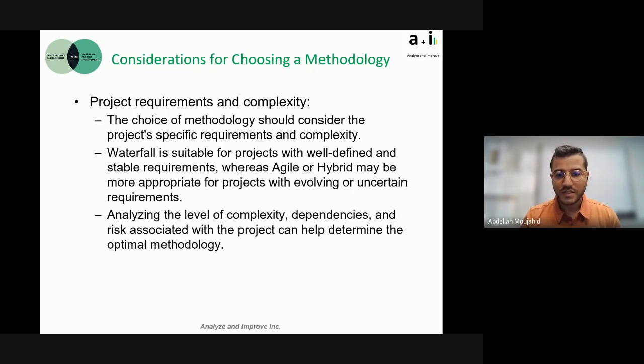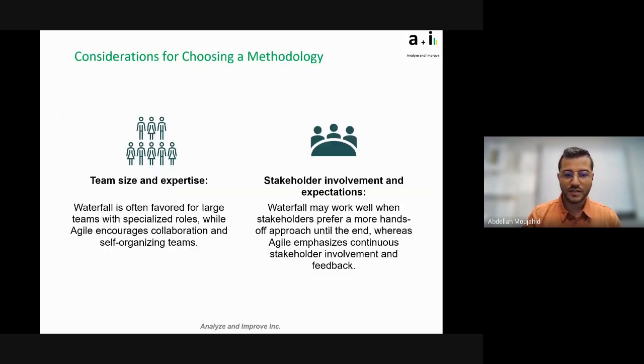Analyzing the level of complexity, dependencies, and risk associated with a project can help determine the optimal methodology. The other thing is the team size and expertise. The size and expertise of the project team play a crucial role in selecting the methodology. Waterfall is often favored for large teams with special roles, while Agile encourages collaboration in self-organizing teams. Assessing the team's skills upfront, their experience with different methodologies, and their ability to adapt to an iterative or sequential approach can guide the methodology selection.